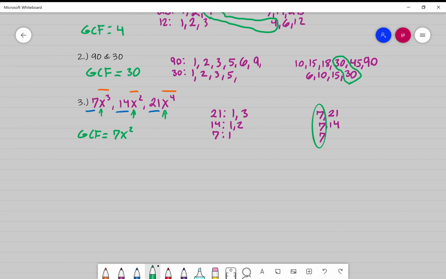Now, I'm sure you're going to have an example or a homework problem that might have, just for example's sake, let's say 10x. Well, that x is understood to be to the first power. So if that x to the first power is the smallest one, then that's going to be your GCF.